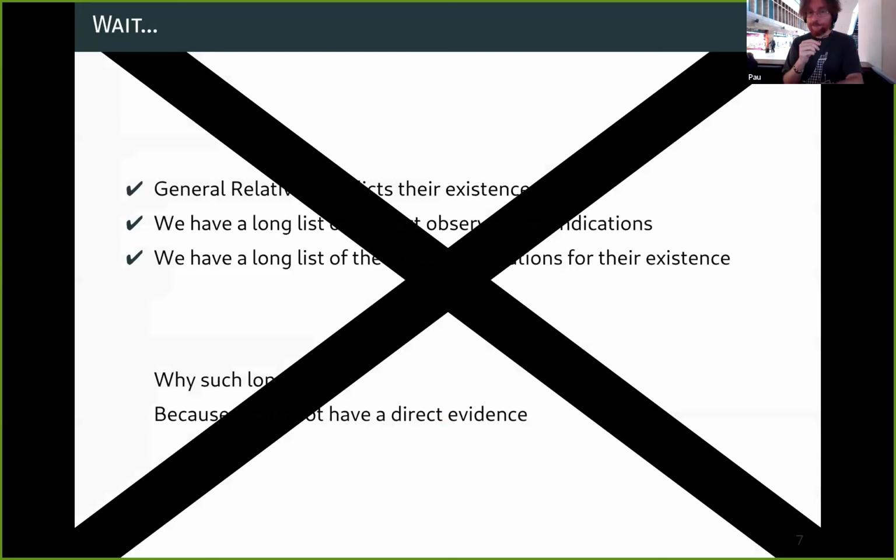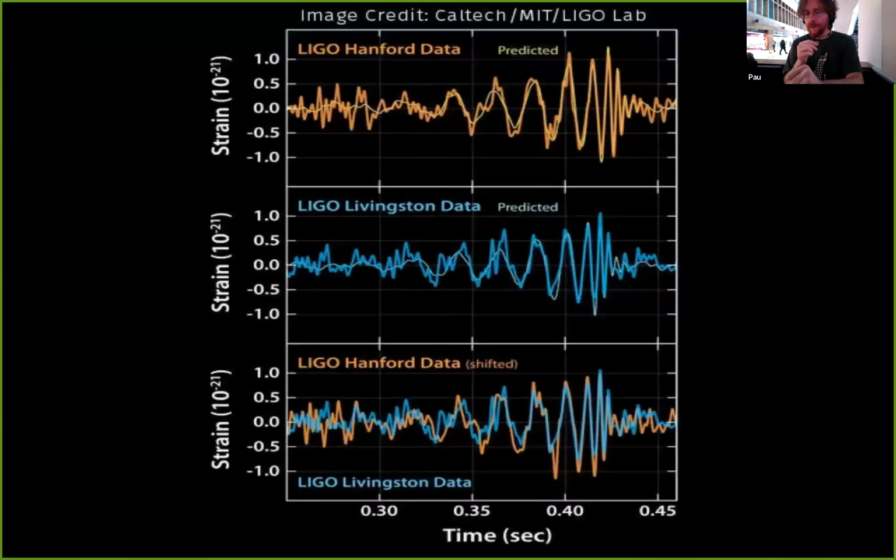So it looks like we do have one direct evidence. I said that we do not have direct evidence, but it looks like we have one of them. Look at this. This is the first detection of the gravitational wave.